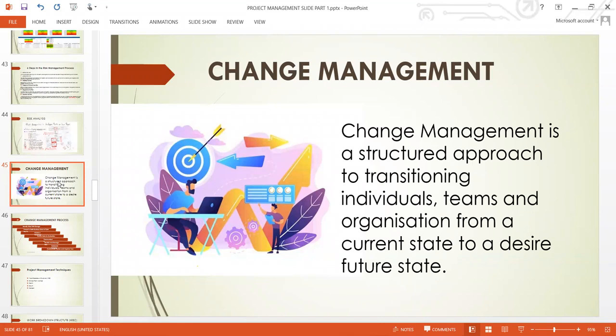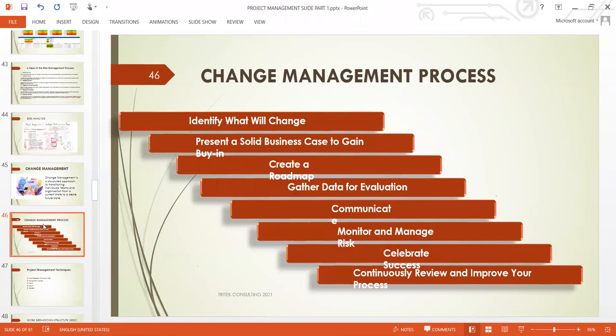You need to prepare everybody, both their mind frame and their skill set. You need to prepare them holistically to be able to allow this desired future state to take place. That's the importance of change management. Let's look at the change management processes.